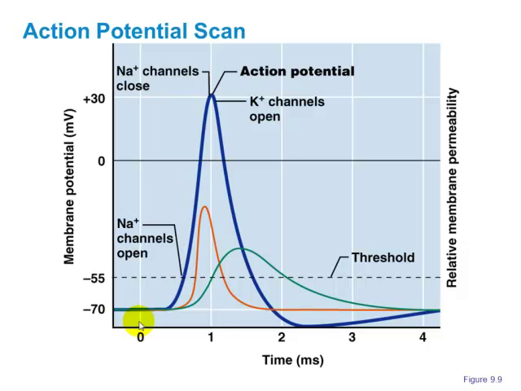Now, another way to look at this action potential is to look at it in a term like this. This is what's called a scan. When we are talking about membrane potential, it's actually something that is measurable. It's measured in millivolts, which is 1/1000th of a volt. When we talk about volts or voltage, that's how we measure electricity.